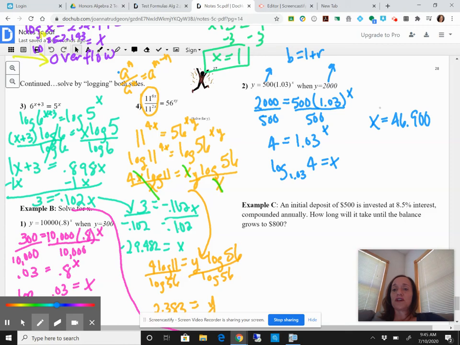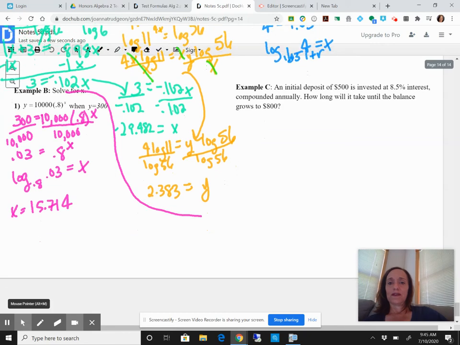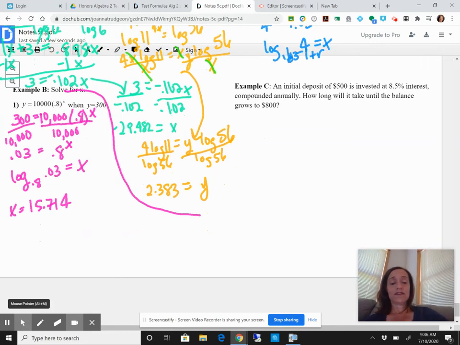You should get 46.900 if you do that. So if this were a problem, if you had a 3% interest rate and you started with $500, when would it be worth $2,000? It would take 46.9 years. Whew, it's a long time. 3% is not a lot. If you had a stock market thing, you'd want it to perform a little better than that.